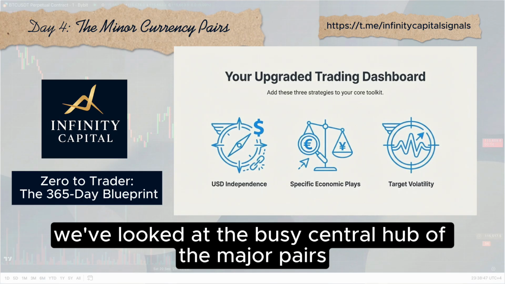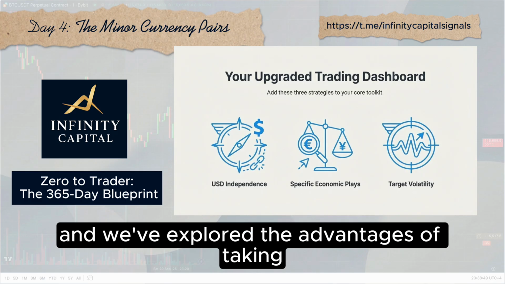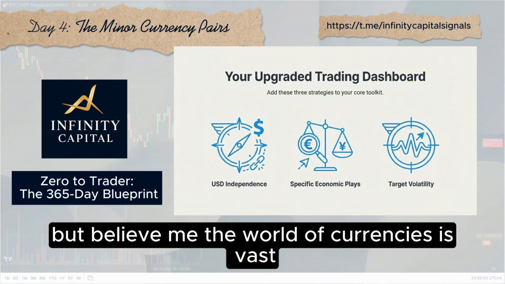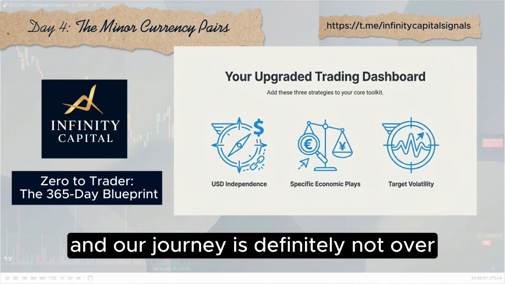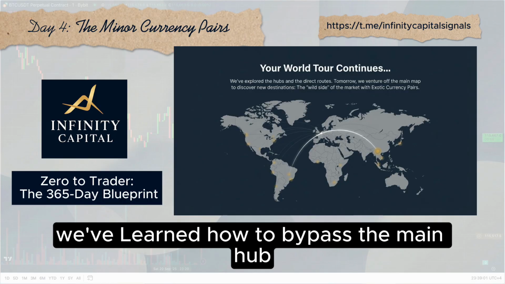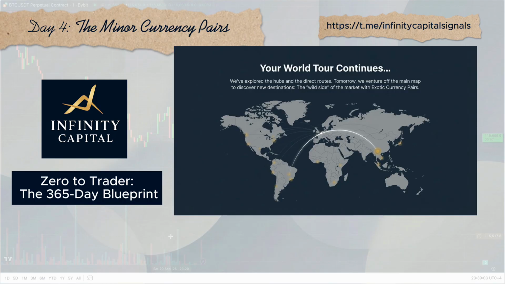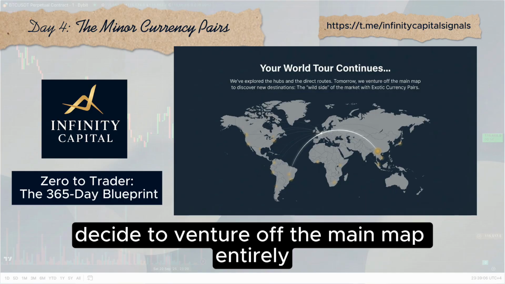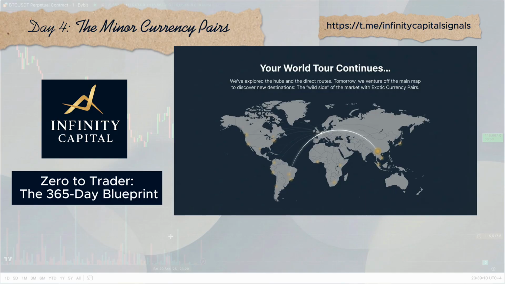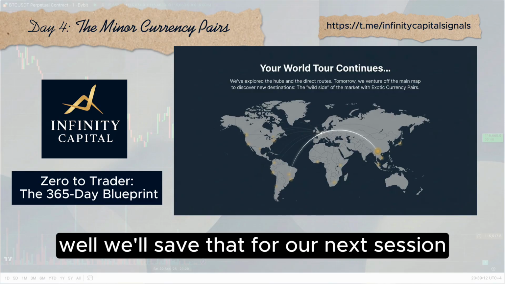We've covered a lot today. We've looked at the busy central hub of the major pairs, and we've explored the advantages of taking those direct flights with the minors. But believe me, the world of currencies is vast, and our journey is definitely not over. Which leads me to a final question for you to think about. We've learned how to bypass the main hub, but what happens when you decide to venture off the main map entirely? What's out there in the world of exotic pairs? Well, we'll save that for our next session.